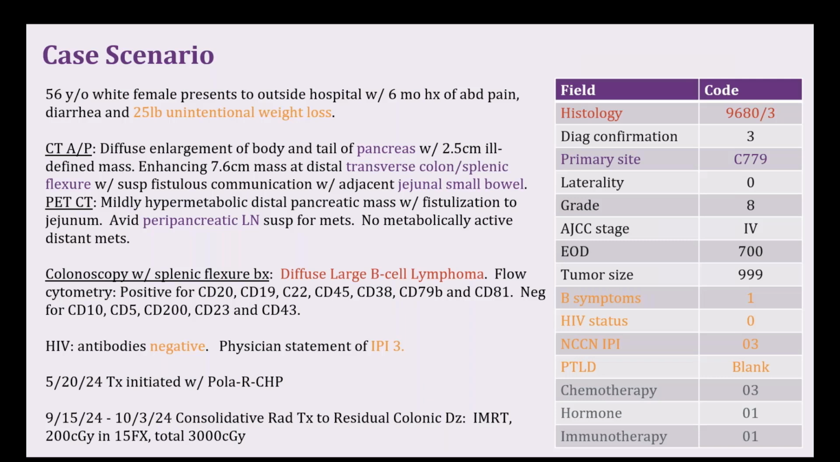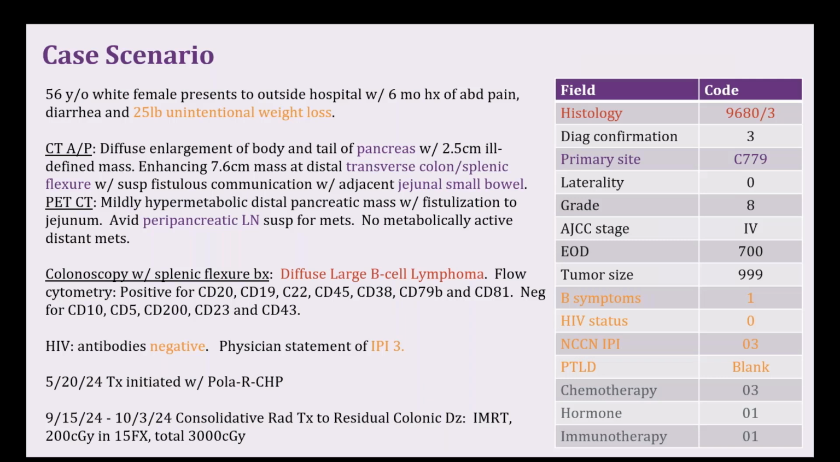Laterality for this primary site, there is no laterality. It's not a paired site. So we'll code that to 0. Our grade is going to be 8 for lymphomas, so both clinical and pathological grade will be 8. AJCC is 4 for clinical because there is involvement of the pancreas, small bowel, colon, and those lymph nodes. Path stage, however, would be 99, no staging laparotomy.